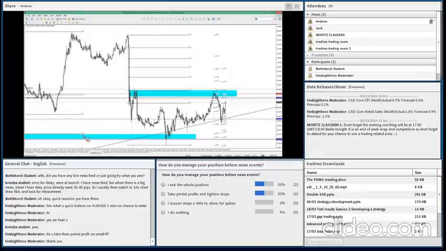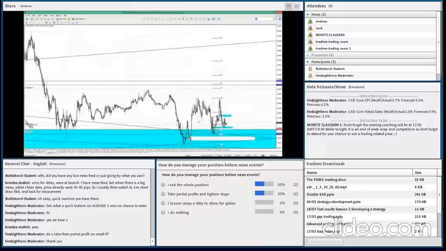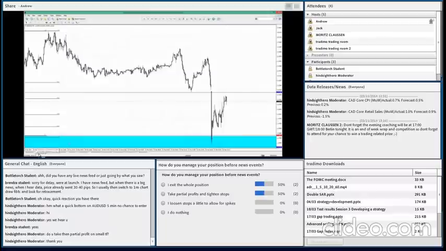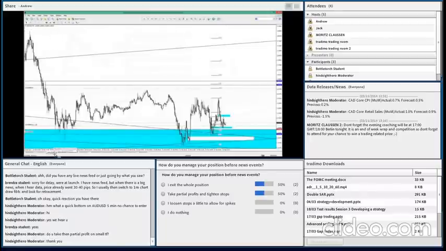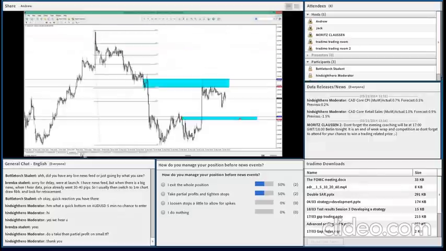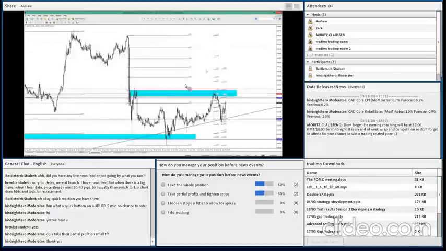Okay, so pretty straightforward. I think cable still sitting about, euro plotting about, what was the other one? Aussie, yen. Any questions on that stuff? Got a couple minutes left and we'll wrap it off.